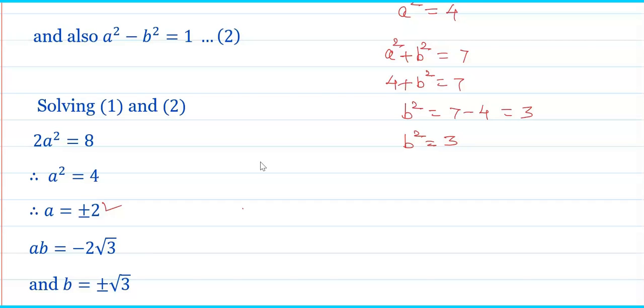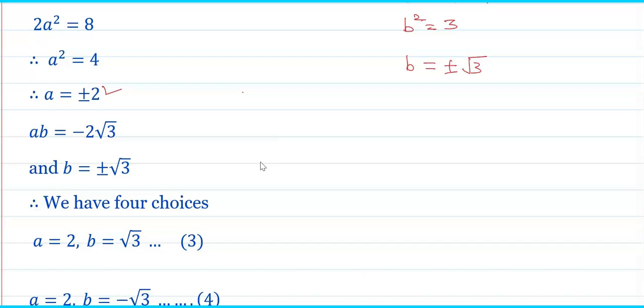Therefore what is the value of b? b is equal to, we can take the square root on both sides. Therefore it is plus or minus root 3. Also we know that ab is equal to minus 2 root 3. But instead of that, here the values of a: a is equal to plus or minus 2 and b is equal to plus or minus root 3. But ab is negative.